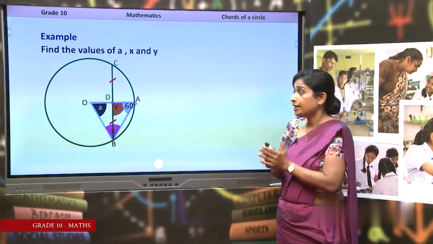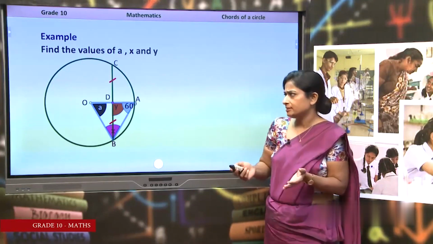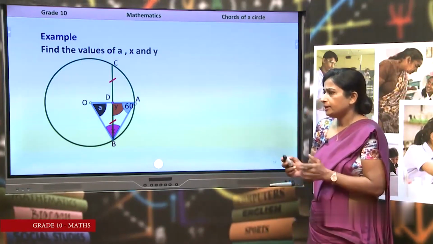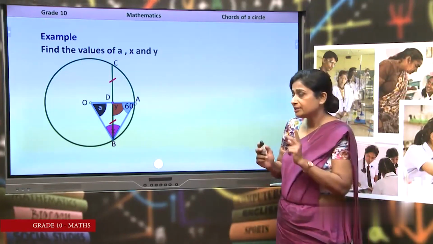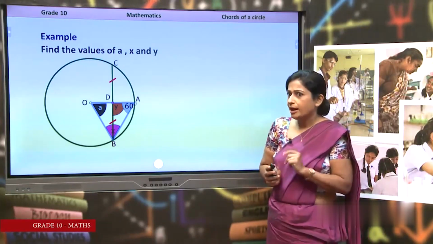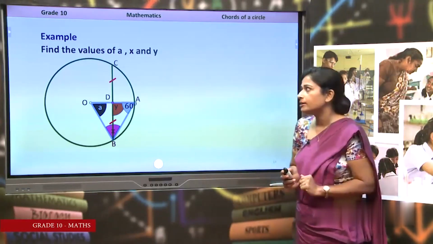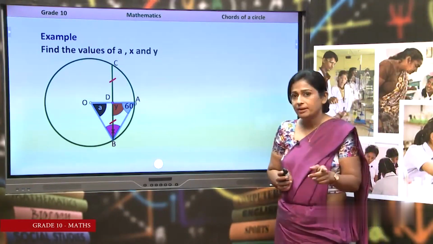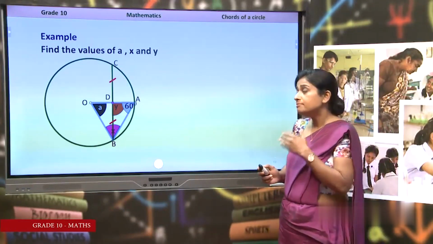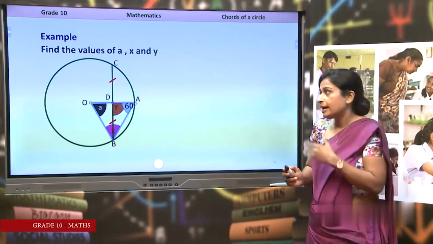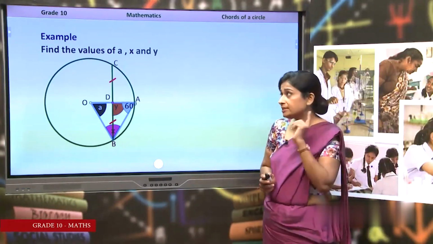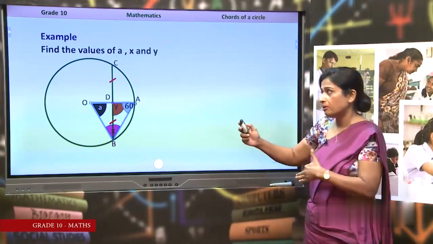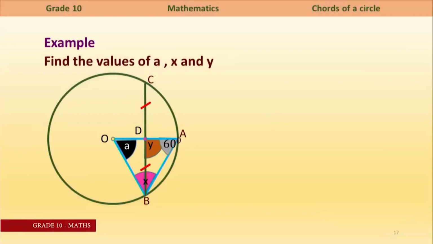So, we can see chords. What are the chords in this diagram? I think you can name the chords. I can see two chords in this diagram. What are the two chords? BC and AB. But here I am going to use the BC chord. Why? Because I can apply the theorem for that BC chord, for this sum.